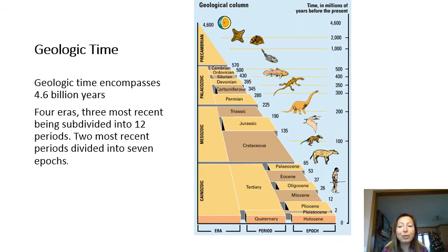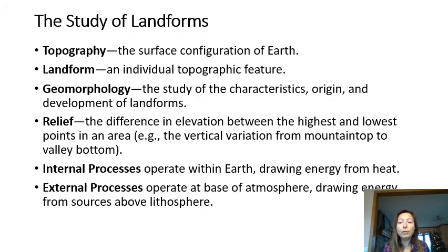So, think about all this. It's obviously a very long geological scale, and many geological processes are extremely slow. Finally, a few more terms and concepts that we need to know from Chapter 13 about the study of landforms. Topography is the surface configuration of Earth. Landform, an individual topographic feature. Geomorphology is the branch of physical geography that is the study of the characteristics, origin, and development of landforms.